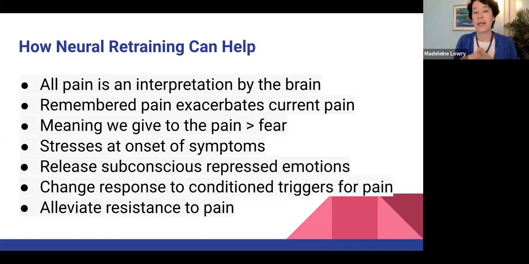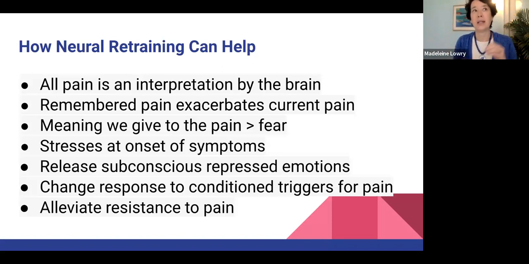Remember, all pain, even acute pain, is an interpretation by the brain. That nerve signal goes up to the brainstem, and the brainstem makes an interpretation of that. How painful, or what is that sensation? Is it itch? Is it burn? Is it throb? Is it stab? Is it tingling? It makes an interpretation and it decides on the intensity.